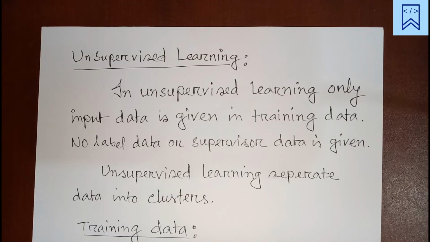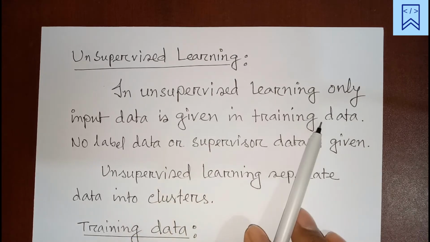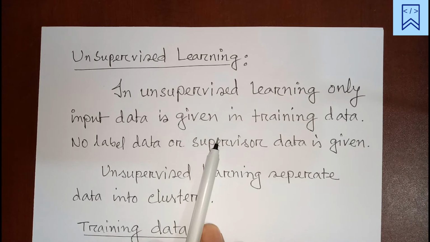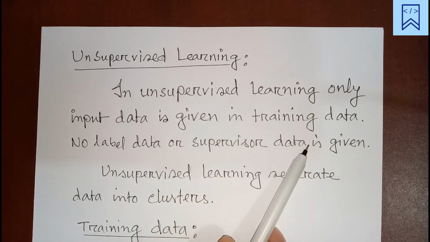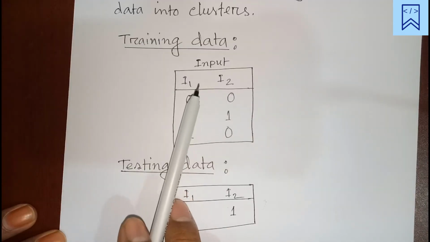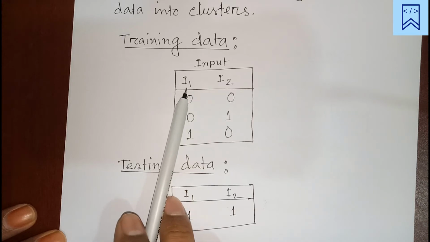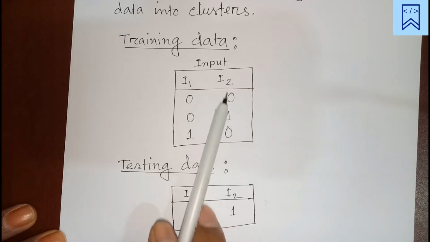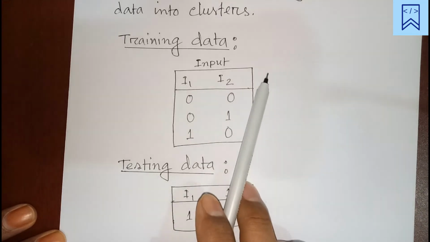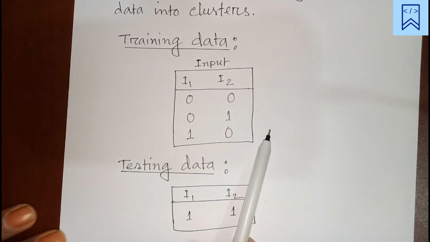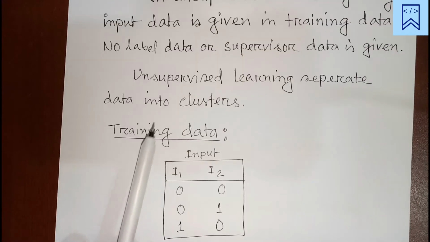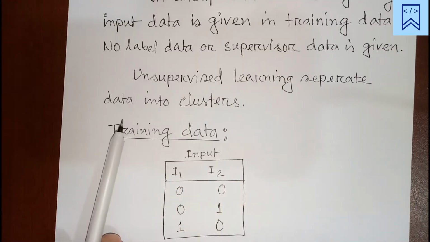Now let us look at unsupervised learning. In unsupervised learning, only input data is given in training data. Look at the training data. Values for input I1 and input I2 is given. Here no output data is given. For testing, test data will be given. Unsupervised learning separates data into clusters.